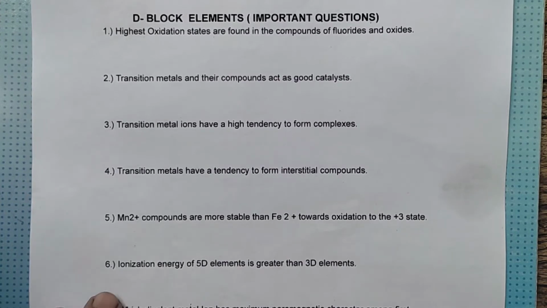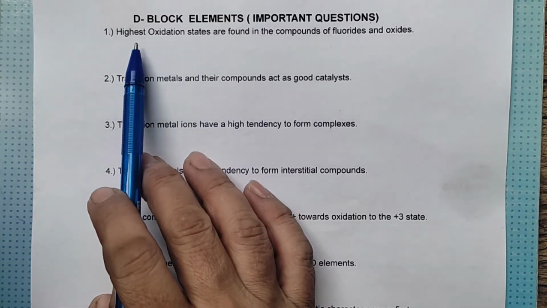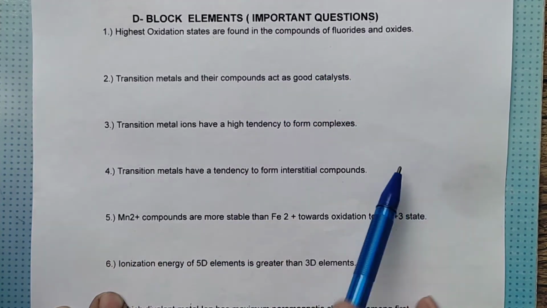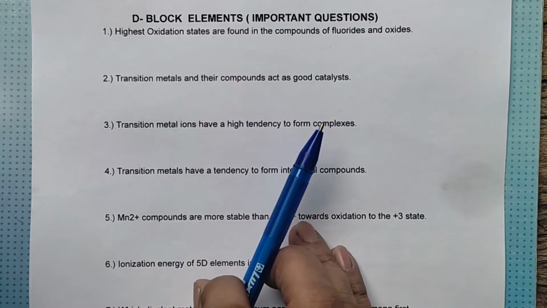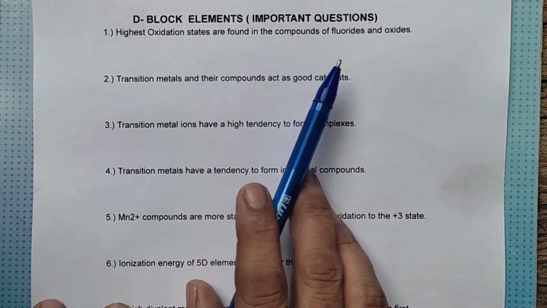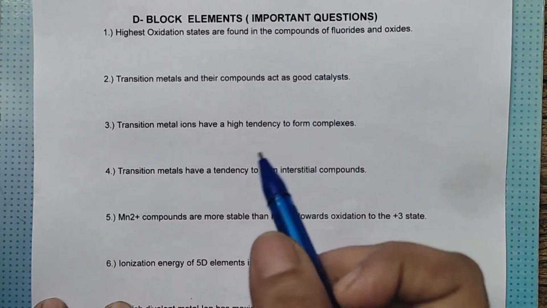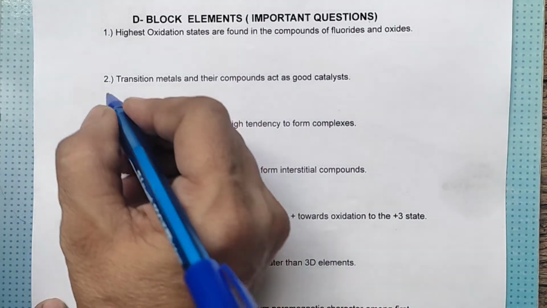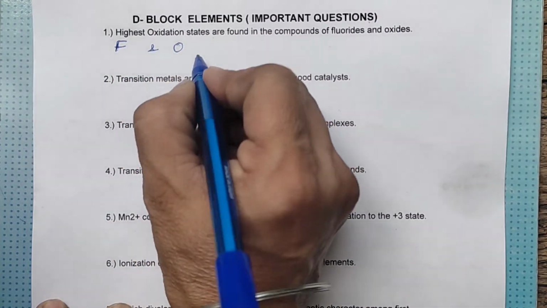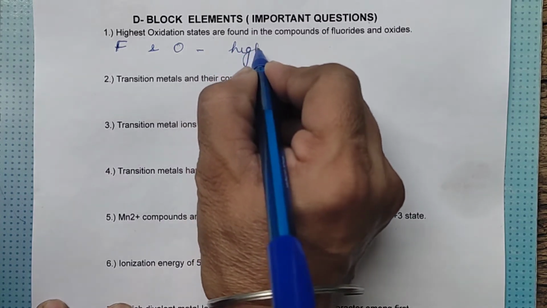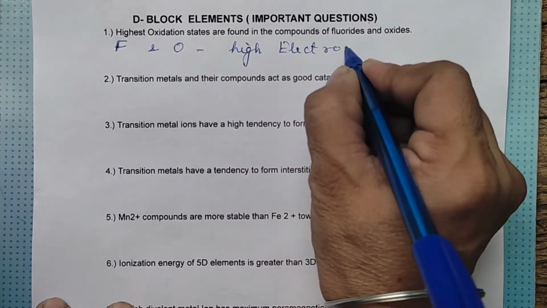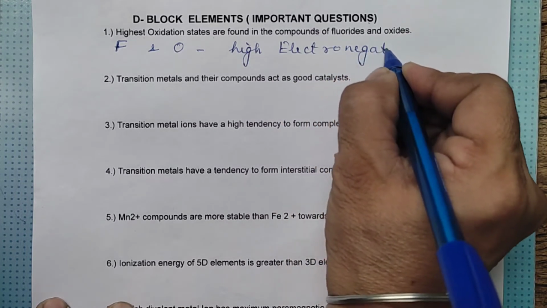Okay. So the first question says, highest oxidation states are found in the compounds of fluorides and oxides. That is with reference to D block elements. In D block elements, the highest oxidation states are shown only with respect to fluorine and oxygen. The reason for that you will write as fluorine and oxygen, they are having high electronegativity.